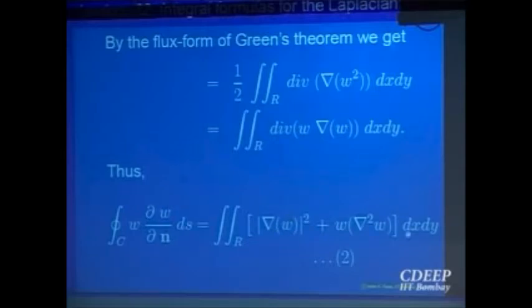Now, one property is that W is harmonic, and second, assume its directional derivative along n is equal to 0 on the boundary. So that is the second assumption. Then what will that give me? That will give me the double integral over R of the norm square of the gradient is equal to 0.